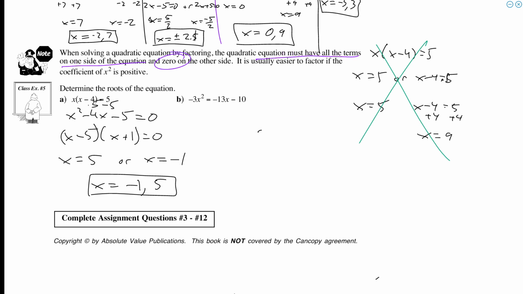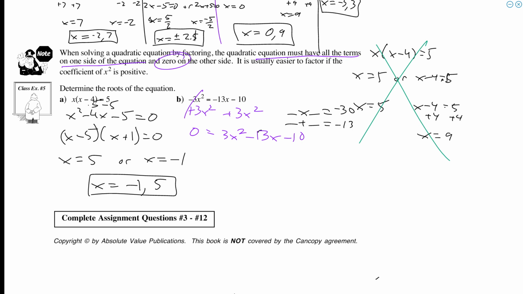Okay, B, let's do it. What should I do first here? Sure, sounds good. You could go either way, but definitely if we have the choice, it's usually easier to factor if the coefficient of x squared is positive, so let's do that. 0 equals 3x squared minus 13x minus 10. And now we're thinking, okay, something times something is negative 30. It adds to negative 13.